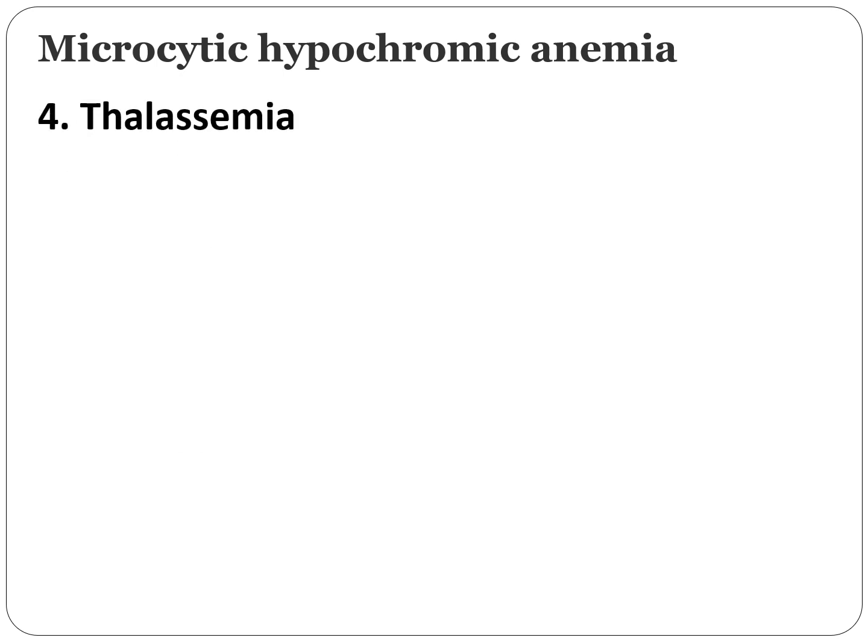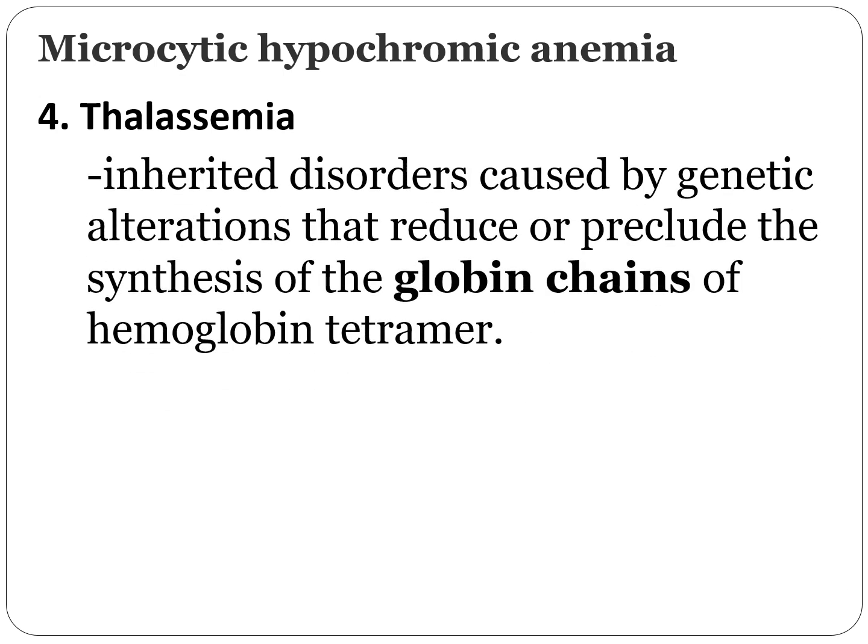So thalassemia is chapter 28 on your book, page 454, fifth edition of the Bernadette product. So thalassemia is an inherited disorder caused by genetic alteration that reduces or precludes the synthesis of globin chains of the hemoglobin tetramer. So, ibig pong sabihin, either ang may problema would be the alpha or the beta globin chains.